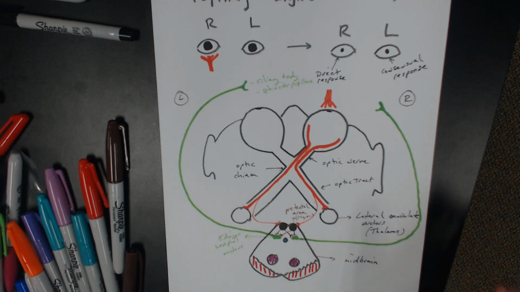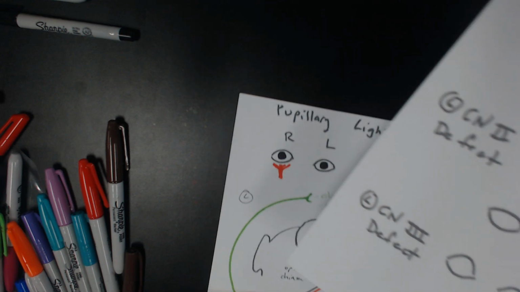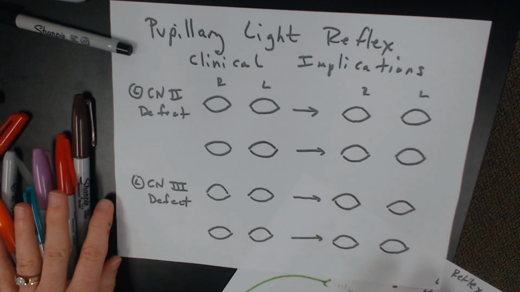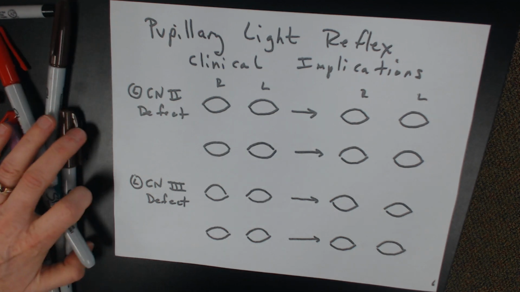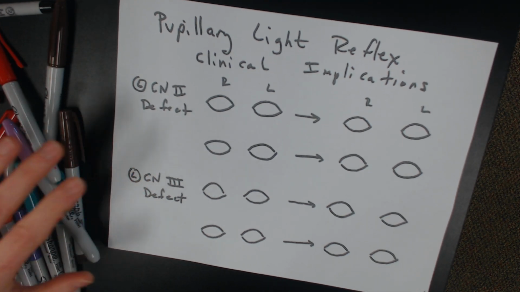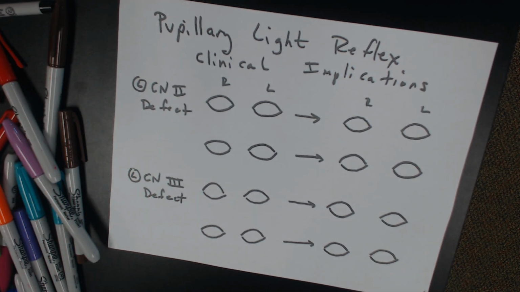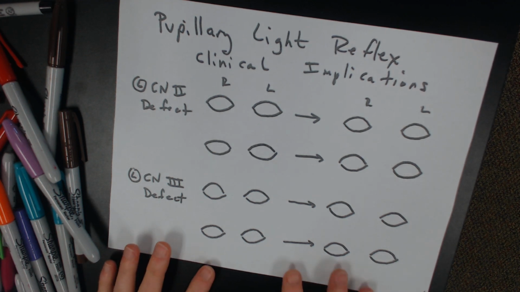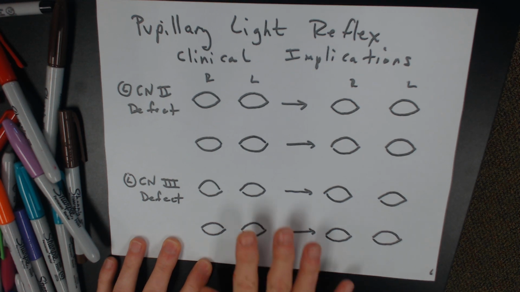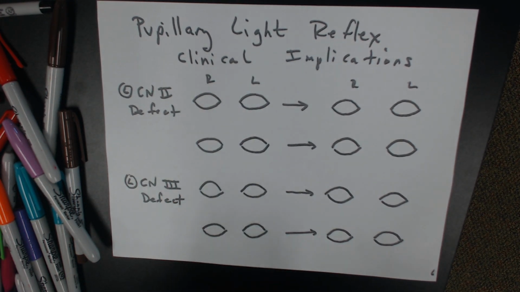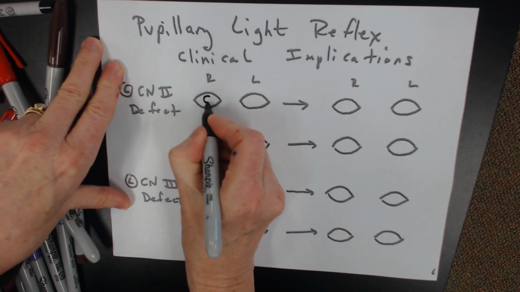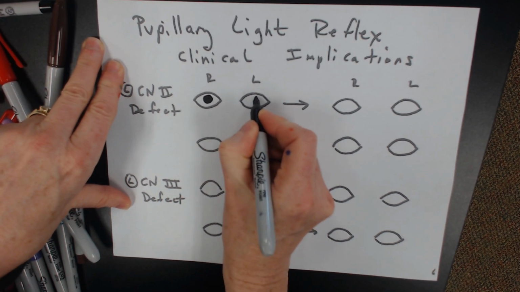Now we're going to look at clinical implications for the pupillary light reflex. Like I said, you can use the pupillary light reflex to predict damage to a specific cranial nerve, whether it be cranial nerve number 3 or number 2, depending on what you see when you do the test. So again, this is going to be the pupillary light reflex. This is where we're going to start, and for our purposes, the test is always going to start up here in dim light. So you're going to have pupils that are great big around.